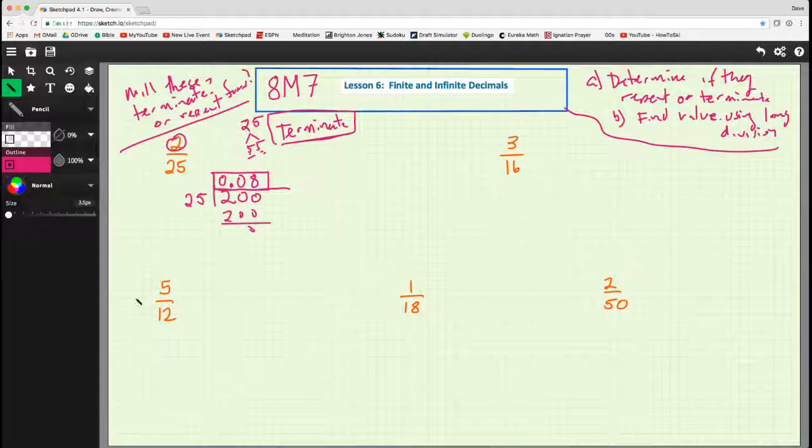Okay, let's try 5/12. So the first thing we're going to do is take our 12 and prime factor it. Well, I don't know if that is the right thing to say, but it has a 3. So this will repeat forever, because we don't just have 2's and 5's. We also have this 3. So it will repeat forever. It has a number that is not a 2 or a 5 in the prime factorization. So let's prove that. Okay, box top. 5 goes in the box.